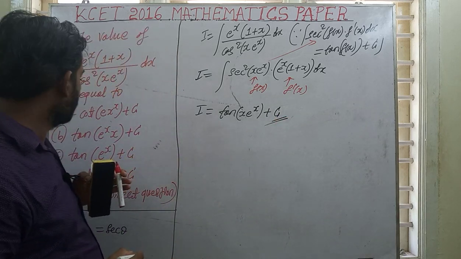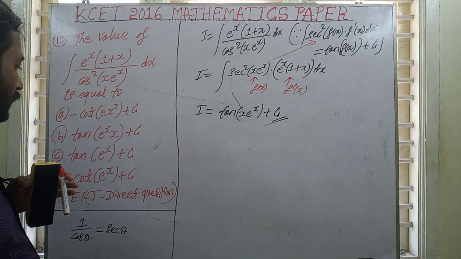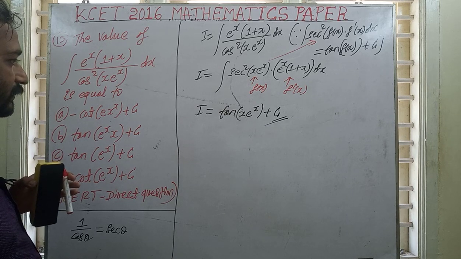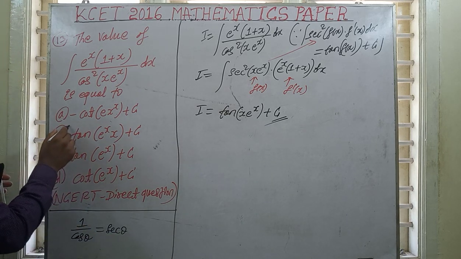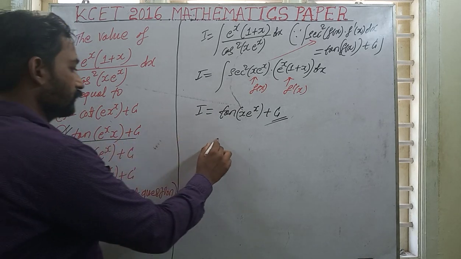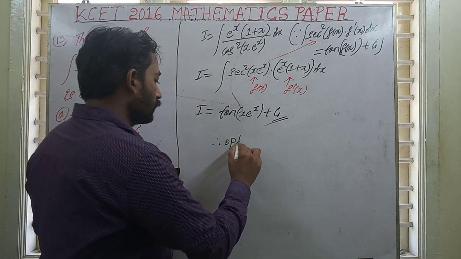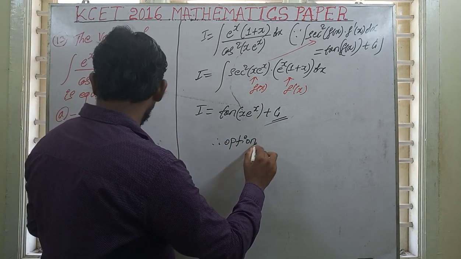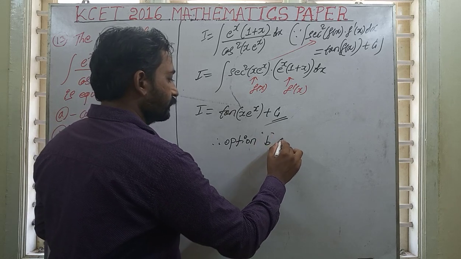So good answer. Which option is correct? tan of x e power x, or nothing but e power x into x. So option B is the good answer. Therefore option B is correct in this case.